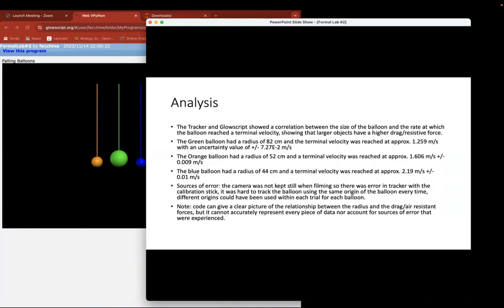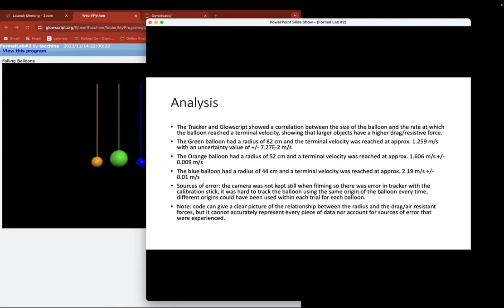So as shown through this data in Tracker as well as in GlowScript, we can conclude that there is a correlation between the radius of the balloon and the rate at which the balloon reached a terminal velocity, showing that the larger objects have a higher drag or resistive force. We cannot conclude that there's a causal relationship between the two variables because there were many sources of error: the camera was not kept still when filming, so there could be errors with regards to the calibration stick in Tracker, and we might not have been using the same point of reference each time on the balloon.